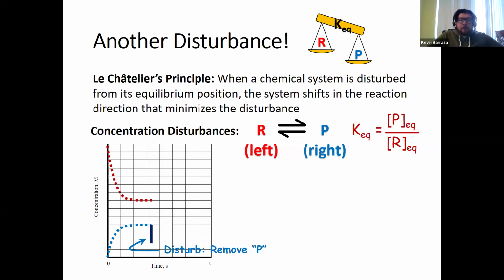So how will the reaction respond to try to minimize this issue? We have taken away some P that helped us be in balance. What are we going to have to do in order to fix this? Are we going to have to move to the right-hand side, take reactant and turn it into product, or left-hand side, take product and turn it into reactant? So is the reaction going to shift to the right or shift to the left?